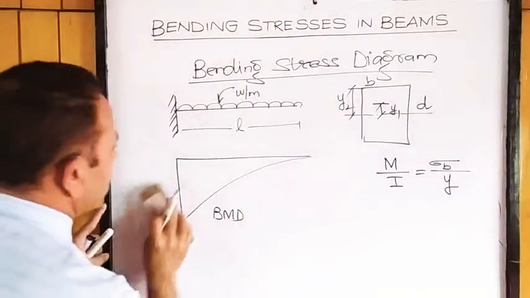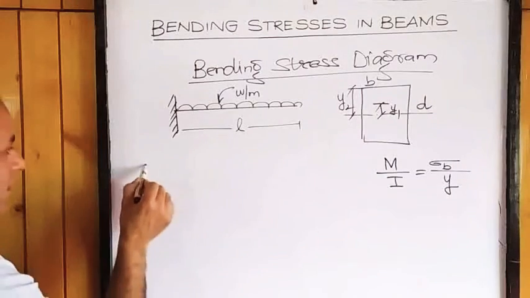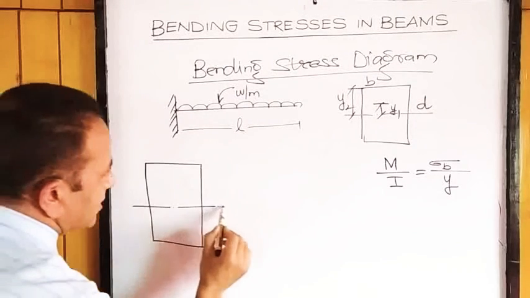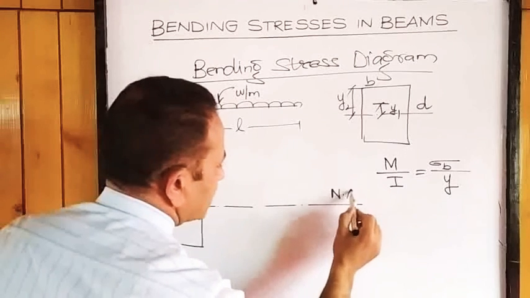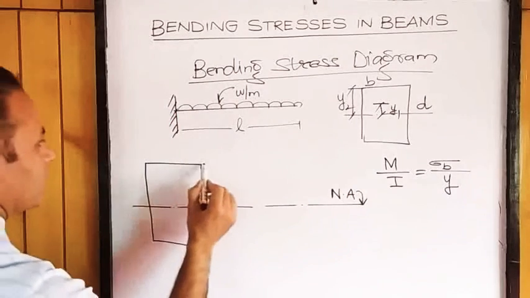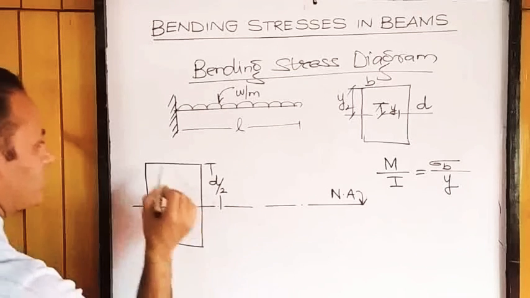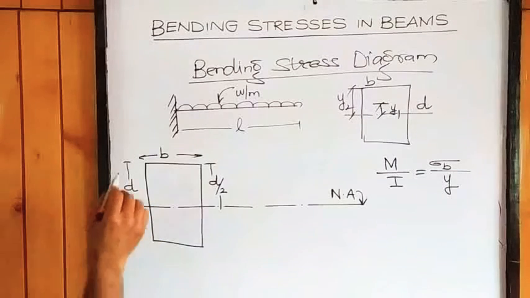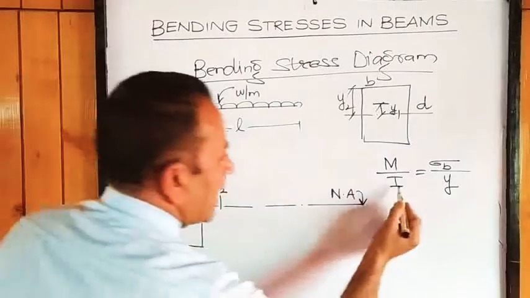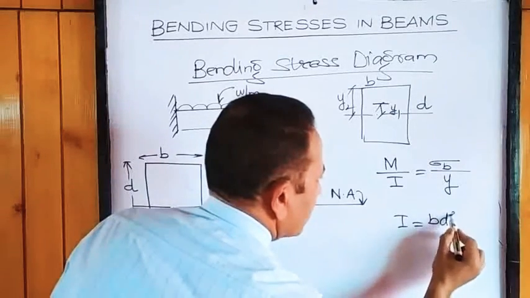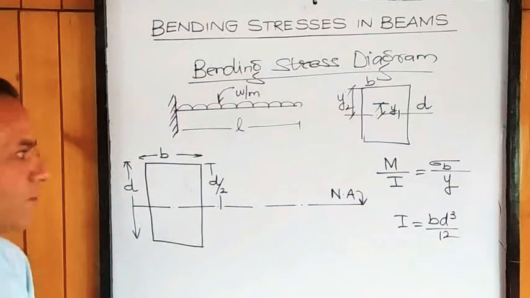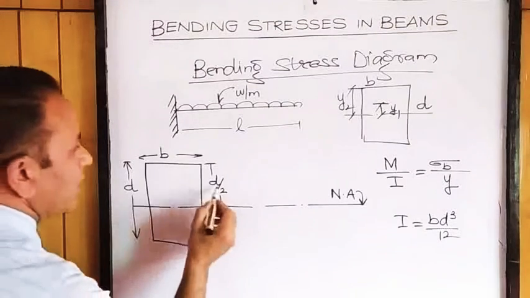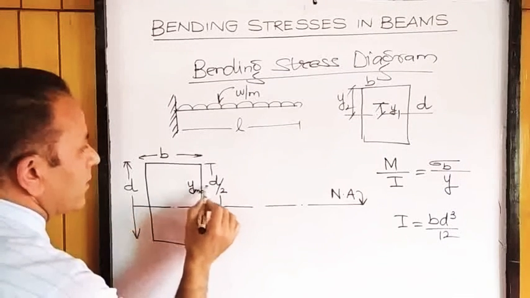So we have bending moment with us. We have neutral axis location with us. How the bending stress will vary. This is the neutral axis now. At the center, this neutral axis is at D by 2. This is B dimension, the depth D. So I will be BD cube by 12 for the rectangular section. Y maximum value is going to be here. Y maximum will be equal to D by 2. This will be the maximum value of Y.